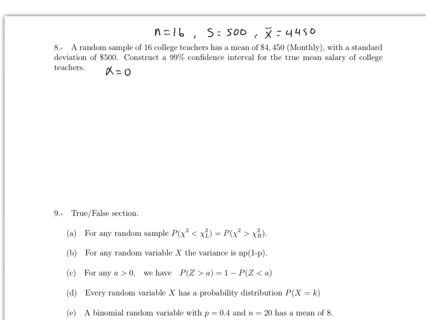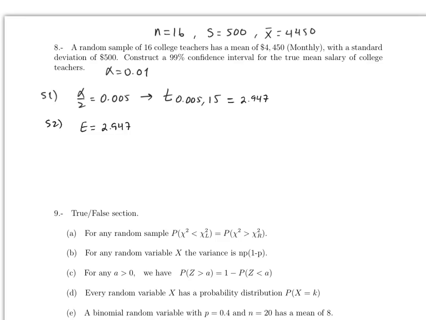Here alpha is 0.01. So step 1, alpha divided by 2, this is 0.005. Then we need T of 0.005 with 15 degrees of freedom. Remember that the degrees of freedom is equal to n minus 1. If we look to the table, this is equal to 2.947.